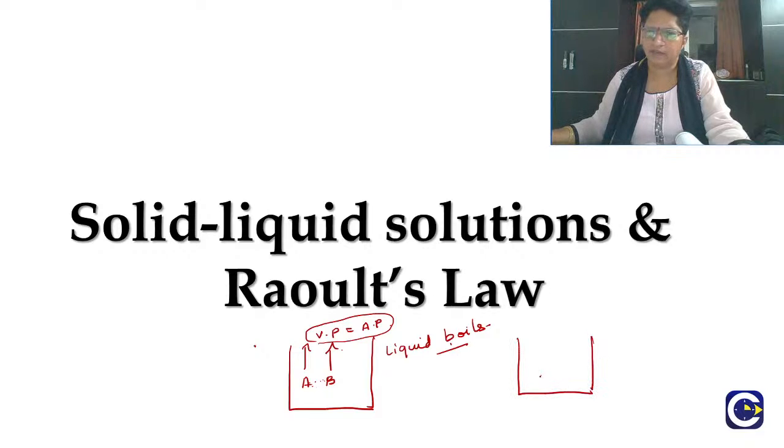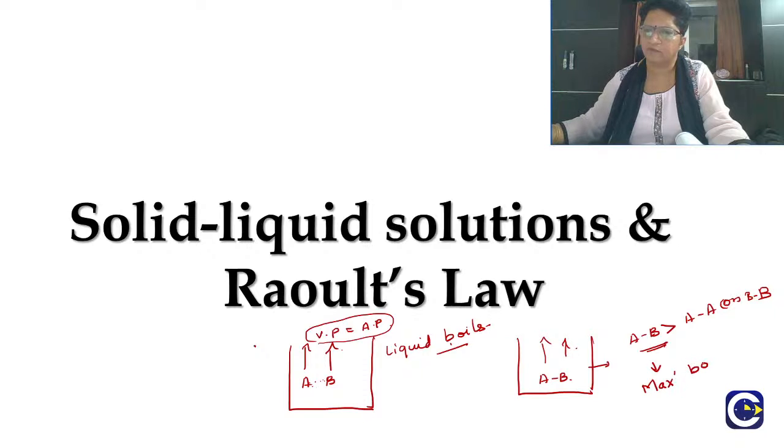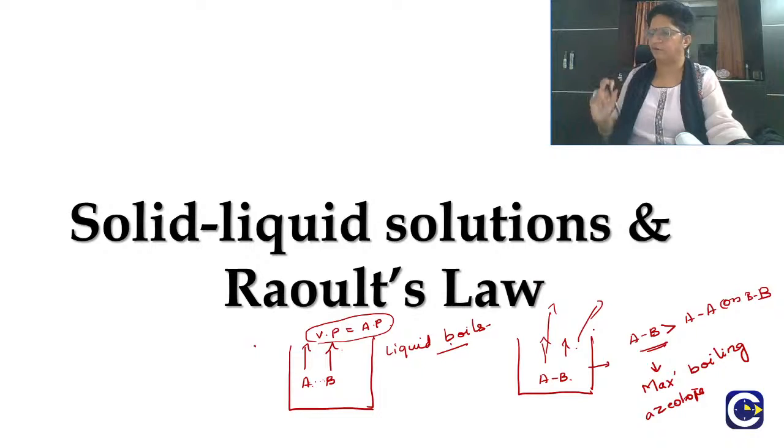On the other hand, if the attractions between A and B are very high, they don't prefer to go into the vapor state. So we have to heat it a lot to make it boil. If AB attractions are more than AA or BB, we need to heat it to a higher temperature. So in the mixture it will form a maximum boiling azeotrope. What is an azeotrope? Once we start heating, some amount of A is going away, some amount of B is going. There will be some part of A and B left.